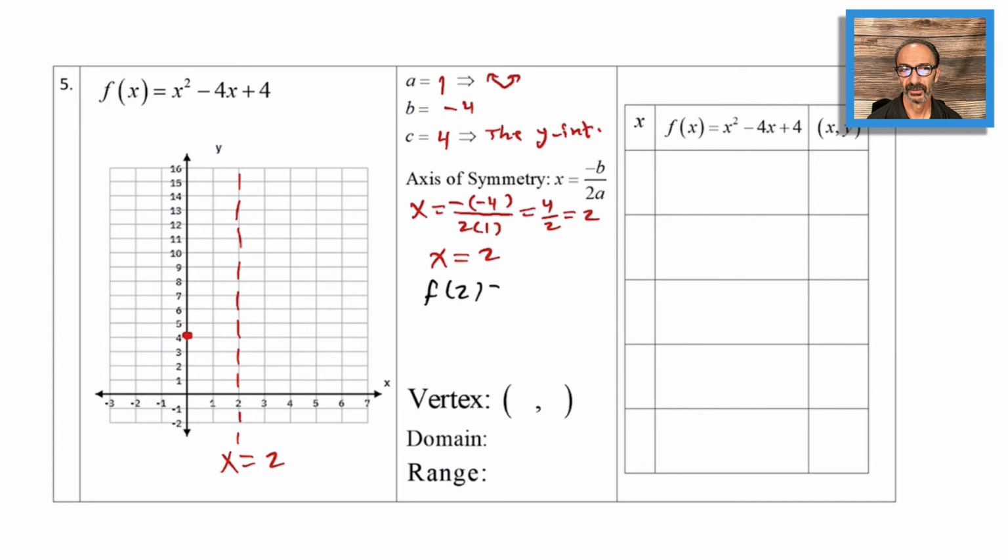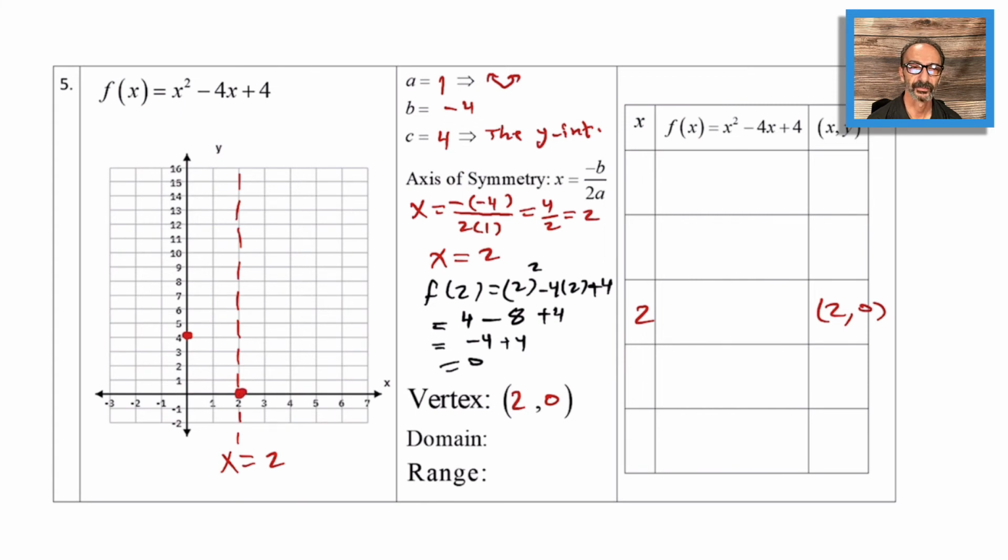F of 2 will be 2 to the second minus 4 times 2 plus 4. 2 to the second is 4 minus 8 plus 4. And that is a -4 plus 4, which is 0. So the vertex is sitting on the x-axis because the value of the y is 0. 2, 0. And that's the vertex.